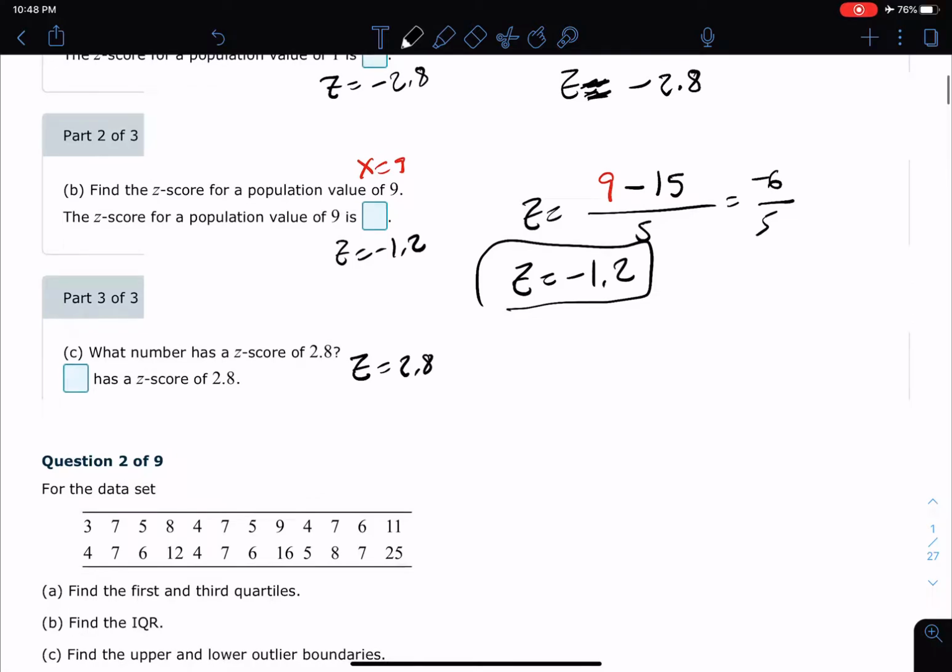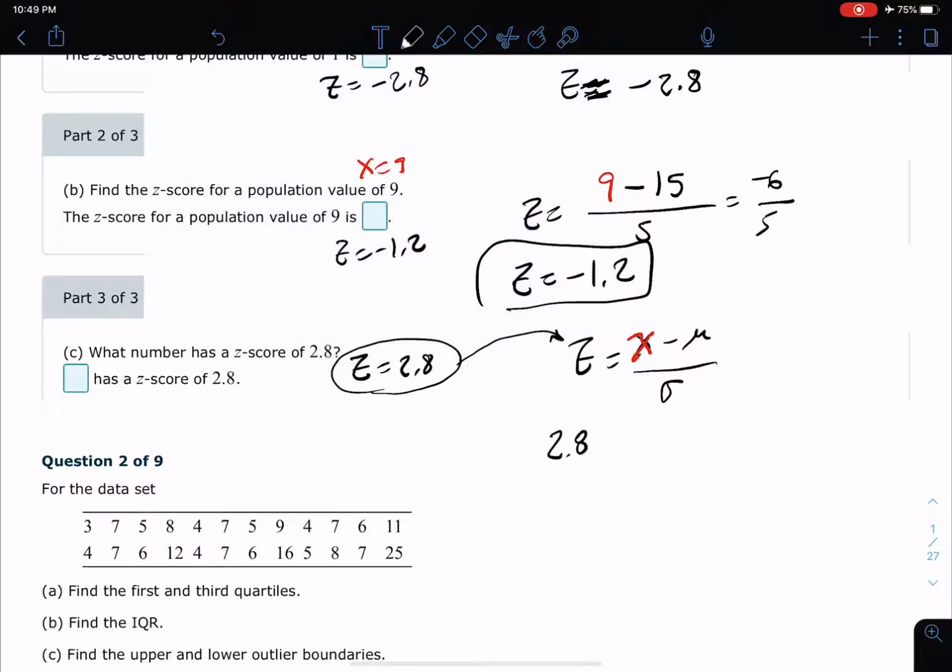So you grab your formula, z equals x minus mu over sigma, and put everything in that you know. Well, this time we know the z, right? So we're kind of working backwards. We know the z-score, and we want to figure out what the actual population number is. So what number from our data set has a z-score of 2.8? So here we go. We're going to put in 2.8, and that's equal to our x value.